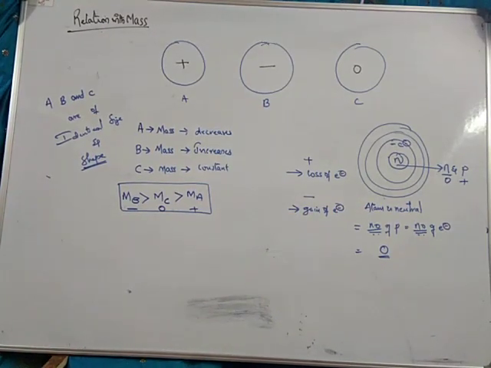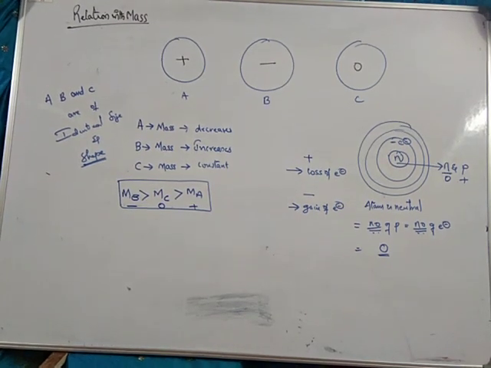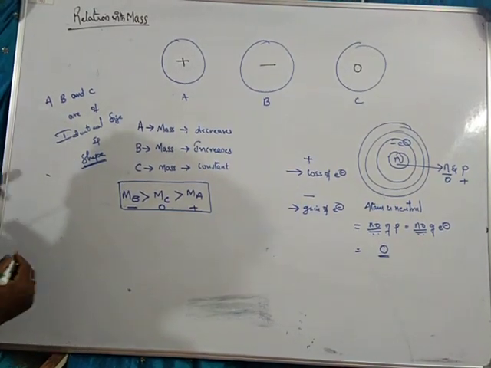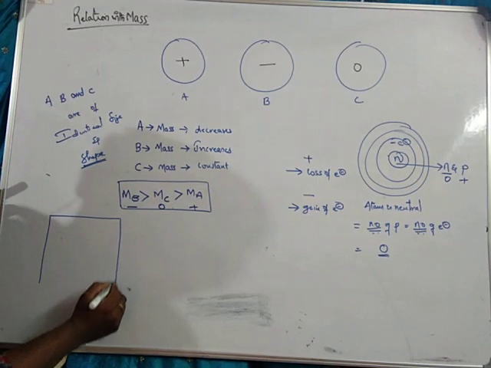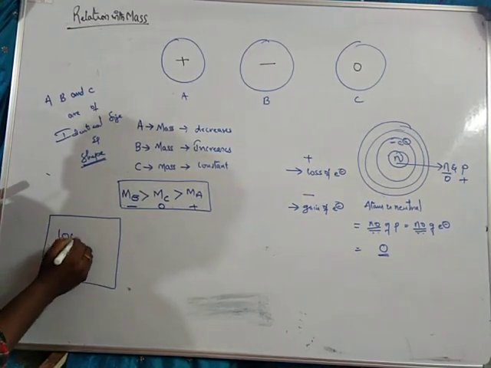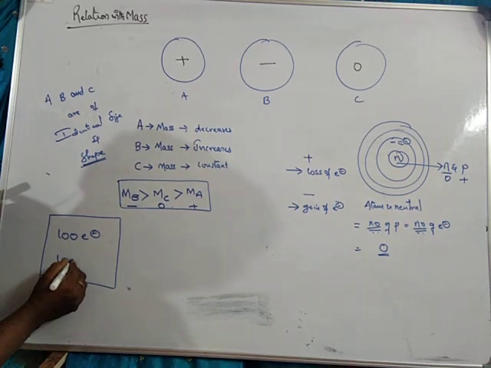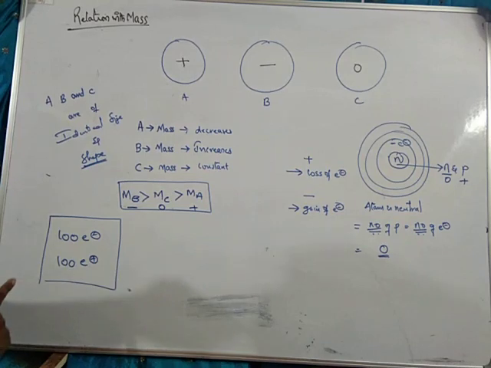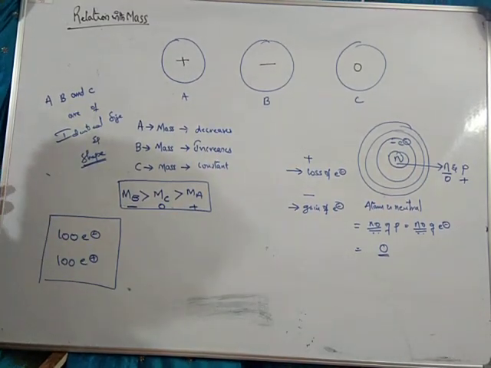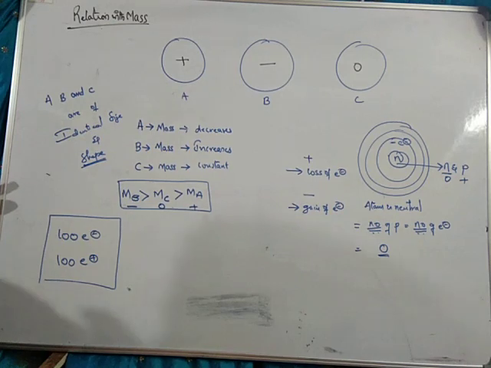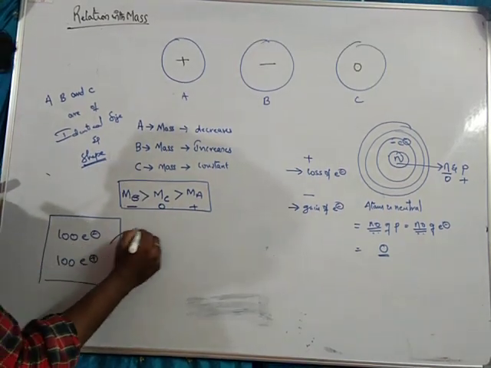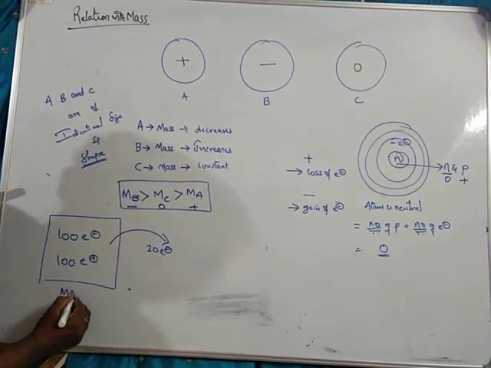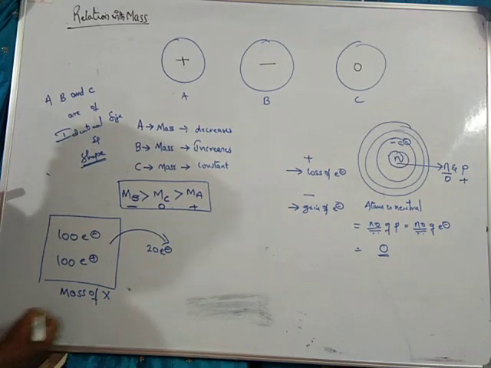Electrons. Or if you want to define it clearly, consider we have one block. In that we have 100 electrons and 100 protons. That's a positive charge and a negative charge. The positive charge always remains at the center, and the electrons revolve around the nucleus. Suppose from that we removed 20 electrons. It has some mass of x.